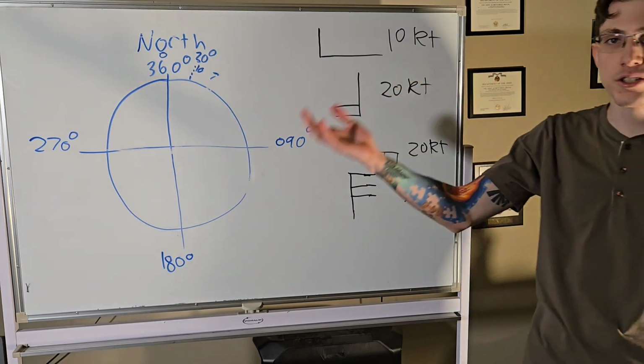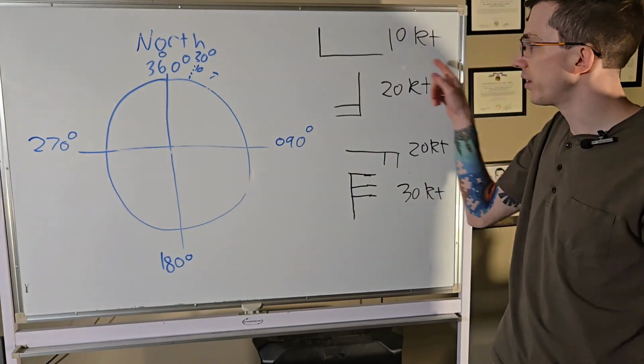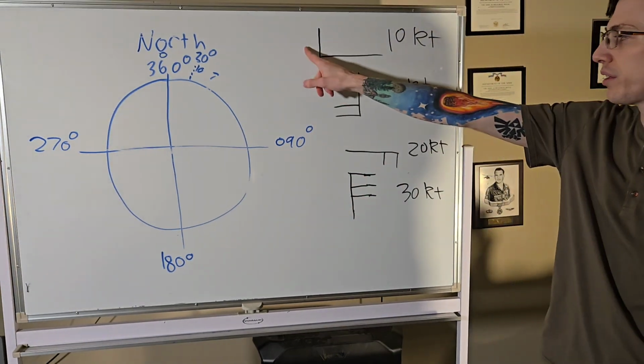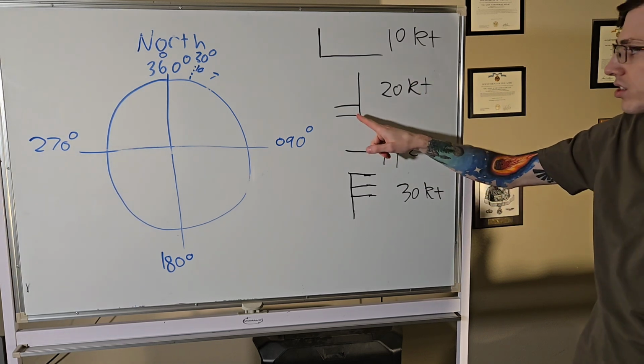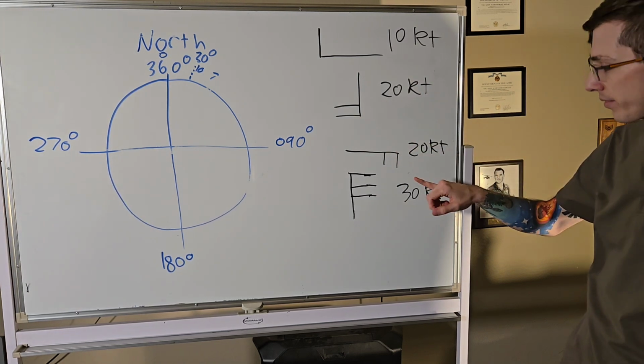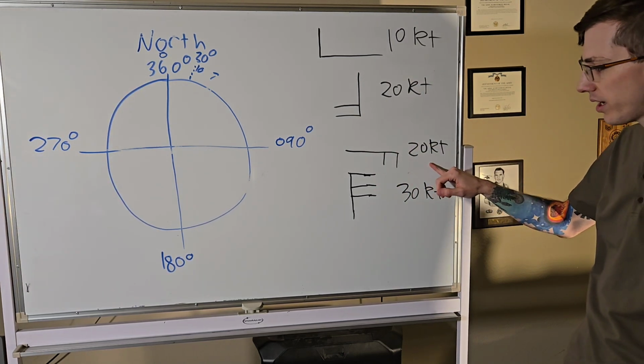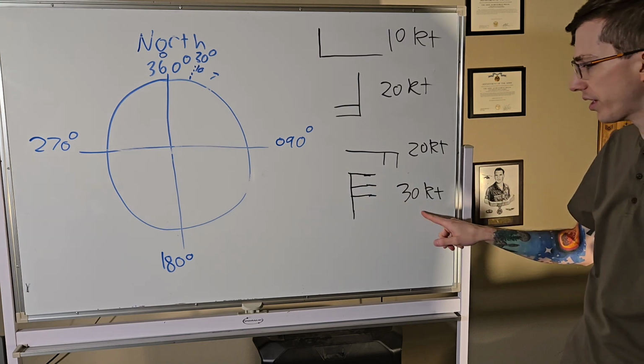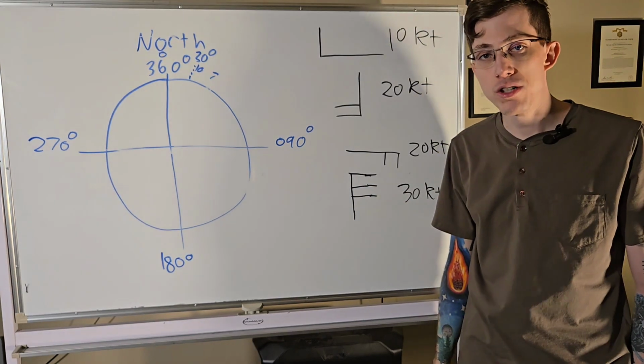Wind is labeled as where it is coming from and going to. So this would be a westerly wind at 10 knots, southerly wind at 20 knots, easterly wind at 20 knots, and then a northerly wind at 30 knots. This is how we measure and label winds.